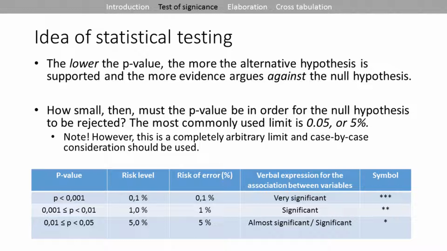So the idea is that if the p-value is under 0.05 or 5%, the null hypothesis is rejected and the alternative hypothesis is valid. And if the p-value is higher than 5%, it means that the null hypothesis remains and there is no variation in your results or between the two groups.